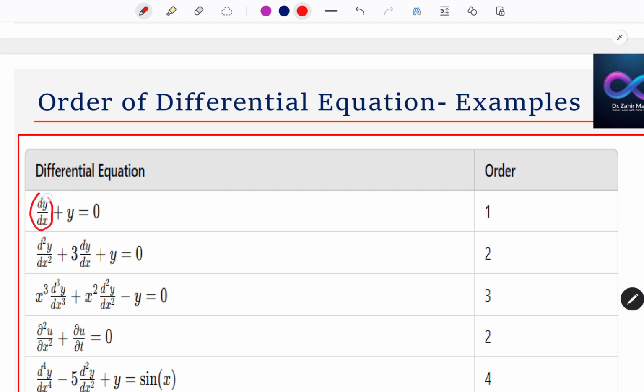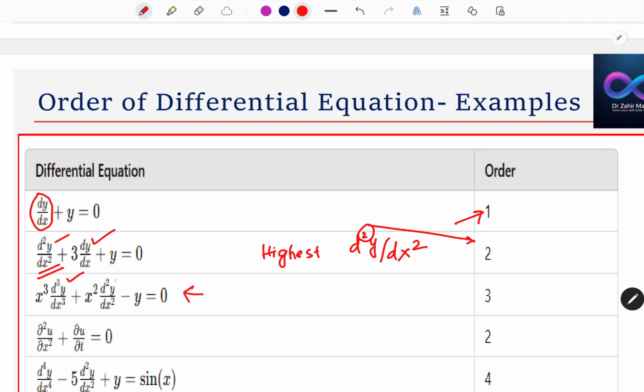So just see dy by dx. If there is dy by dx, the order is 1. So look here, d square y by dx square is there, dy by dx is there. So which is the highest order? The highest order is d square y by dx square. It is not dou, it is d square y by dx square. So it means the order is equal to 2.